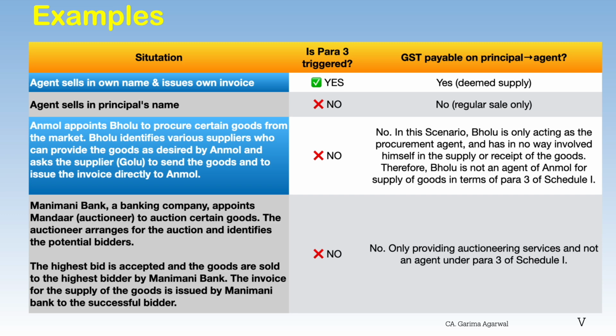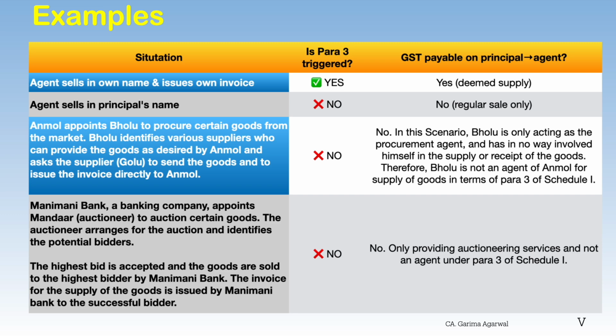Then another scenario. Anmol appoints Bholu to procure certain goods from the market. Bholu identifies various suppliers who can provide the goods as desired by Anmol and asks the supplier Golu to send the goods and issue the invoice directly to Anmol. So, Anmol is a person who has appointed Bholu to procure certain goods from the market. And Bholu identifies certain suppliers who can provide the goods as desired by Anmol, but the supplier is directly invoicing Anmol and Golu is out of the picture.